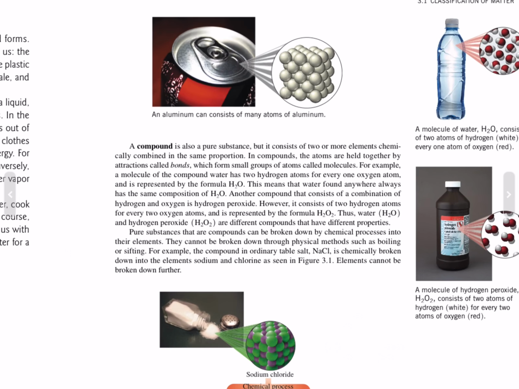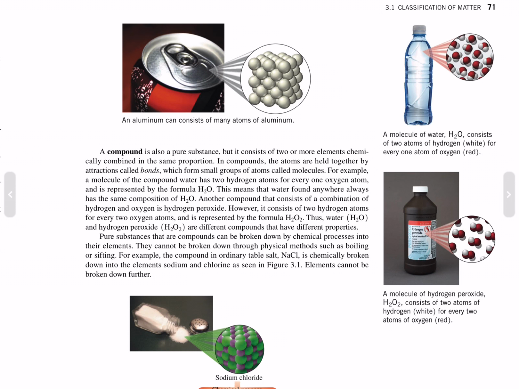A compound is also a pure substance, but it contains two or more elements chemically combined in the same proportion. In compounds, the atoms are held together by attractions called bonds, which form small groups of atoms called molecules. For example, a molecule of the compound water has two hydrogen atoms for every oxygen atom and is represented by the formula H2O. This means that water, found anywhere, always has the same composition of H2O.